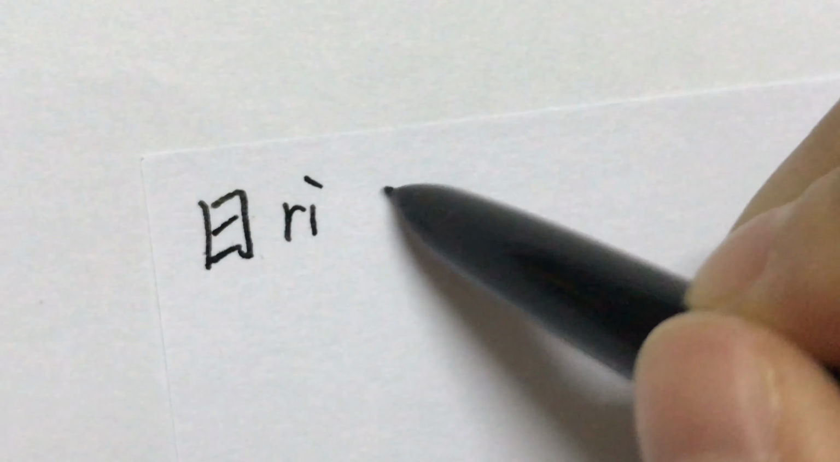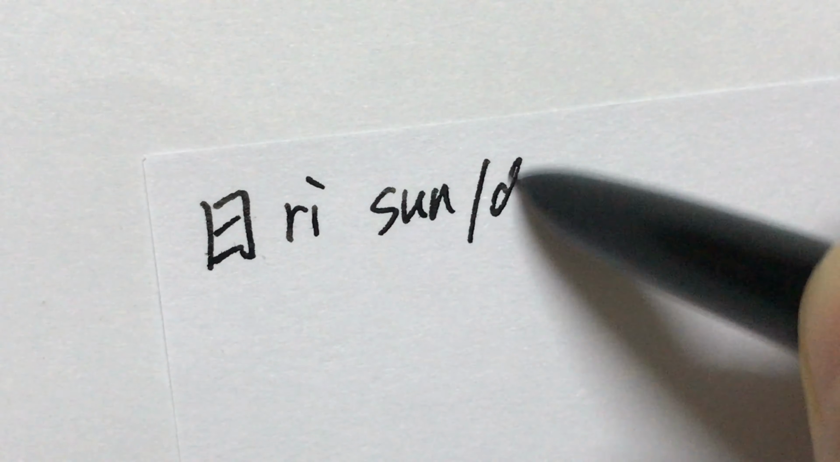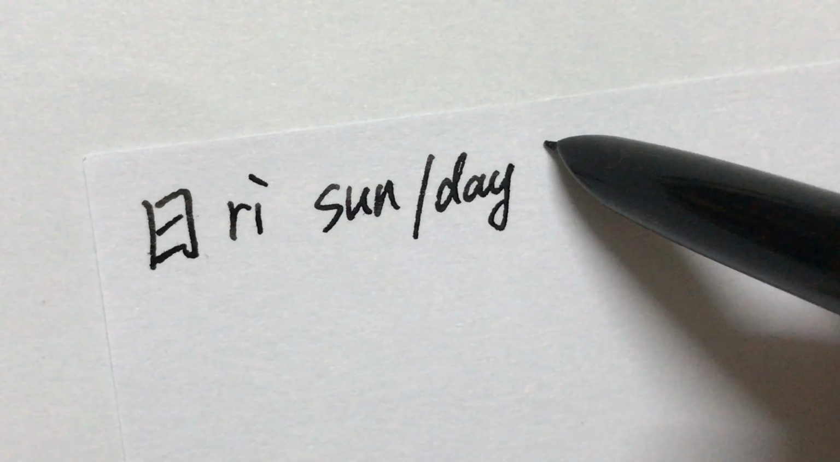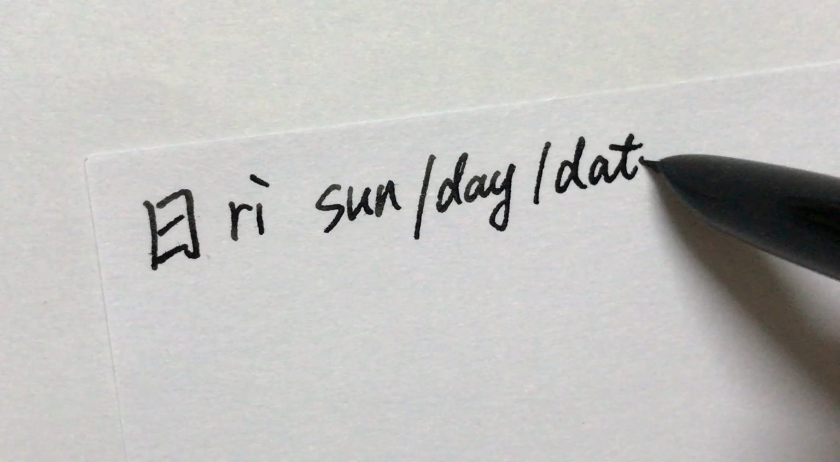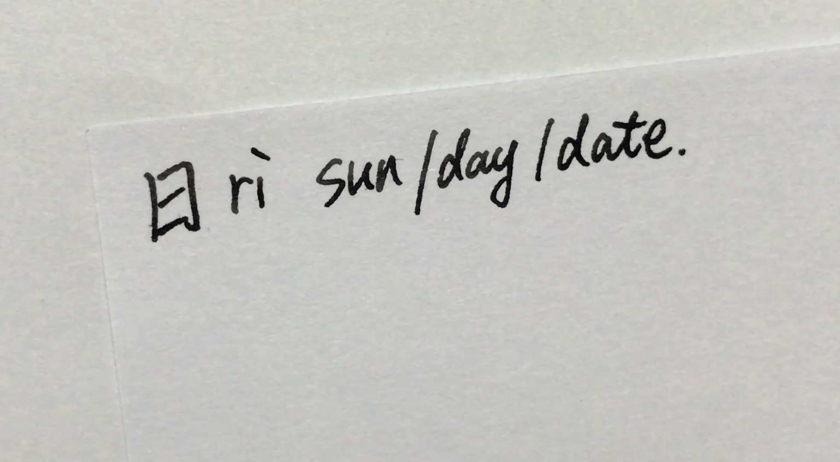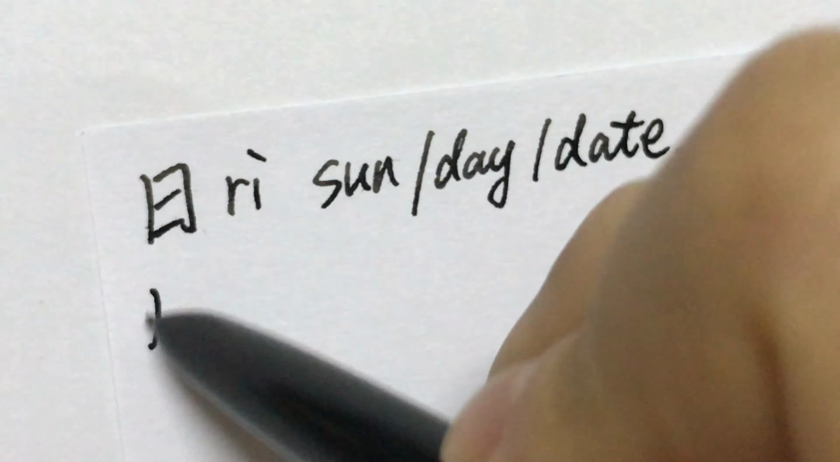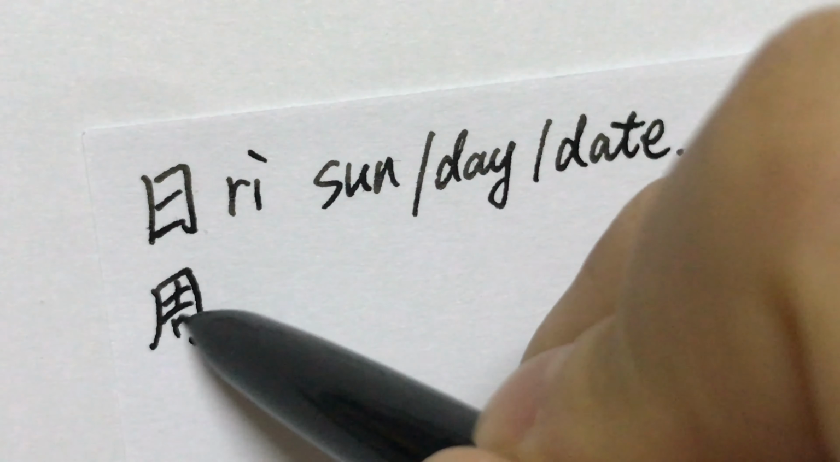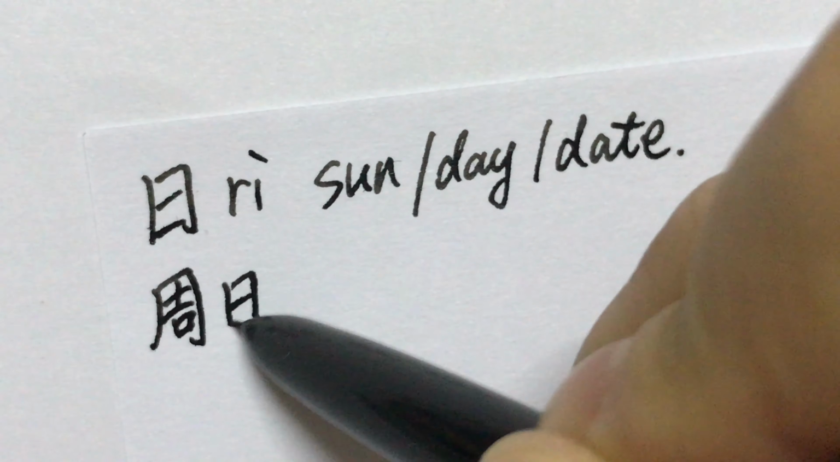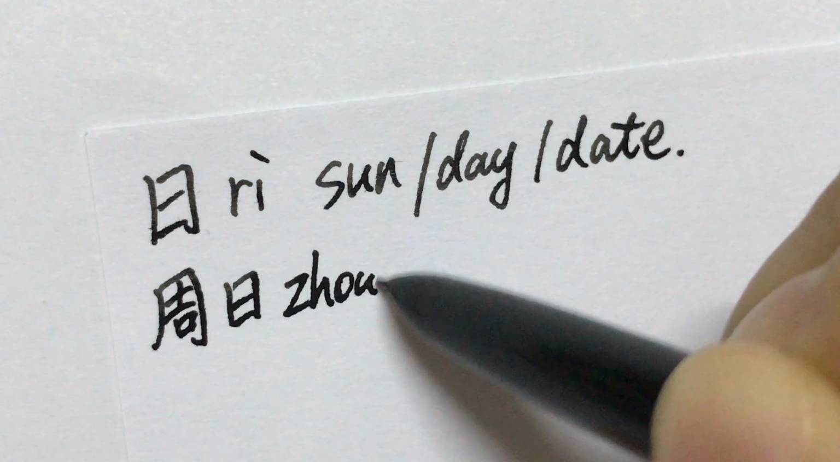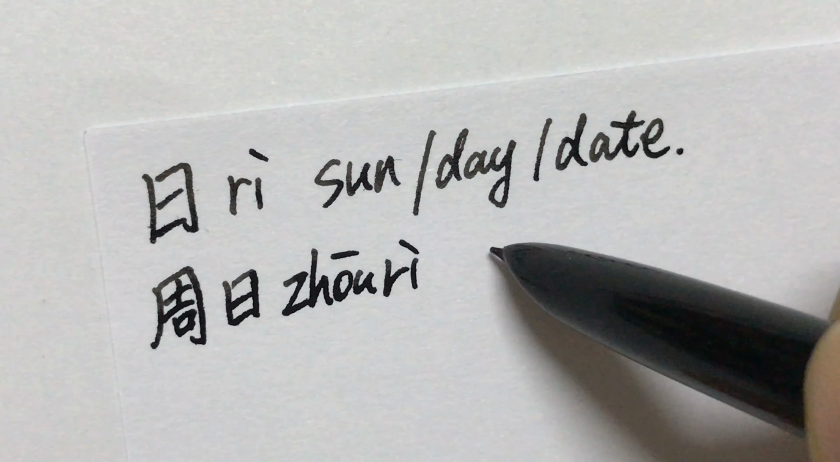means sun, day, or date. For example, 周日, 周日 Sunday.